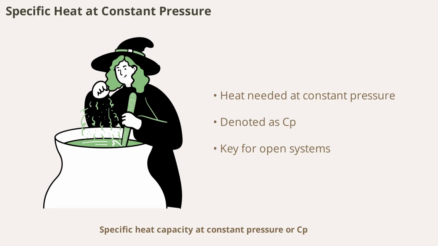Specific heat capacity at constant pressure, or CP, is the heat required to raise the temperature of a unit mass of a substance by 1 degree Celsius at constant pressure. CP is especially important in processes where pressure remains unchanged, such as atmospheric heating or many chemical reactions. Knowing CP allows scientists and engineers to predict how much energy is needed to heat substances in open systems.